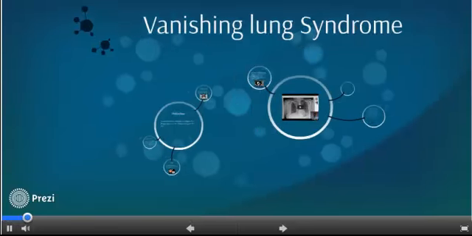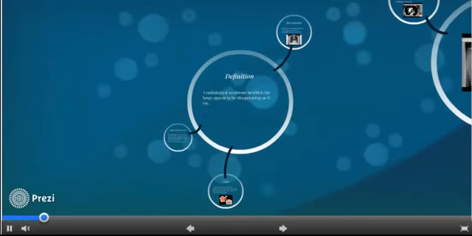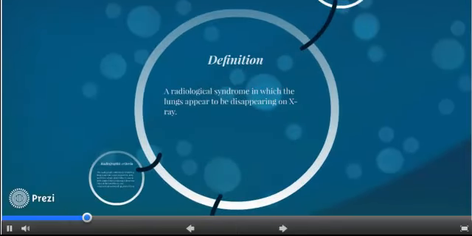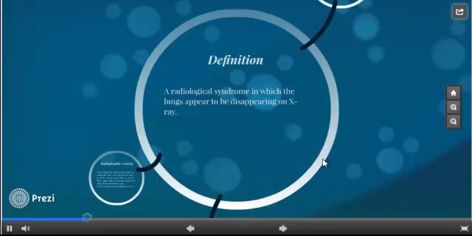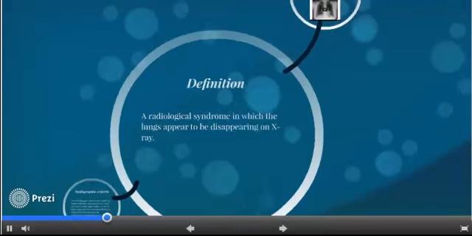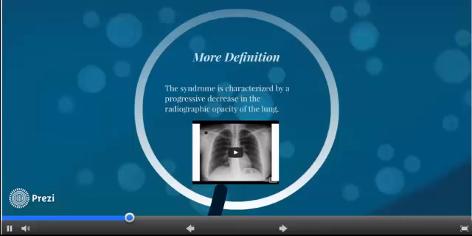Vanishing lung syndrome. Definition: a radiological syndrome in which the lungs appear to be disappearing on X-ray. The syndrome is characterized by a progressive decrease in the radiographic opacity of the lung.